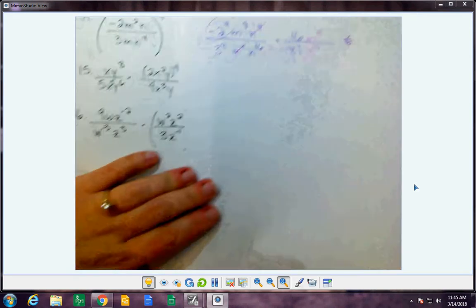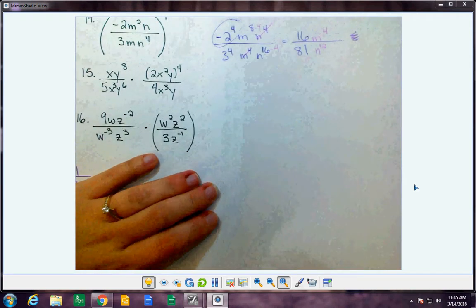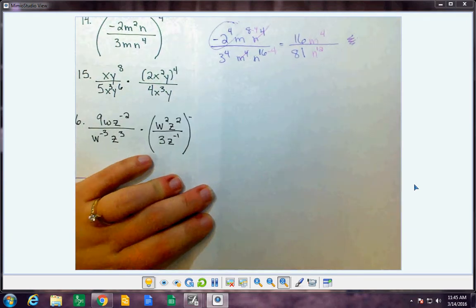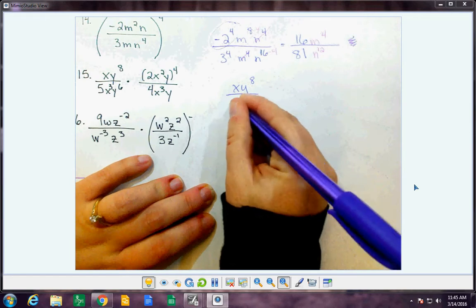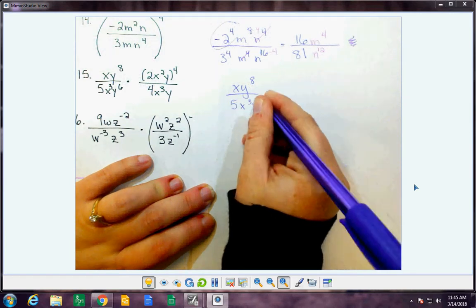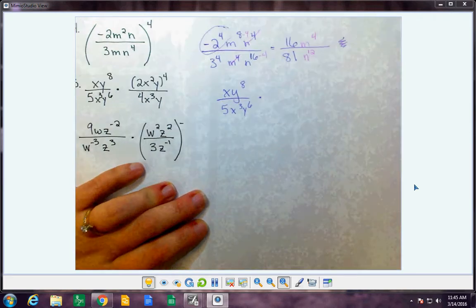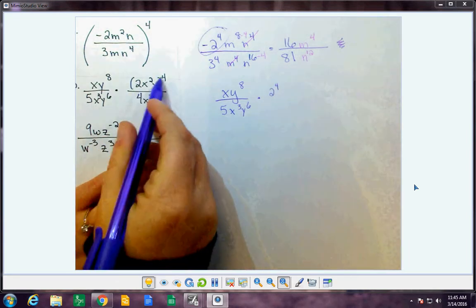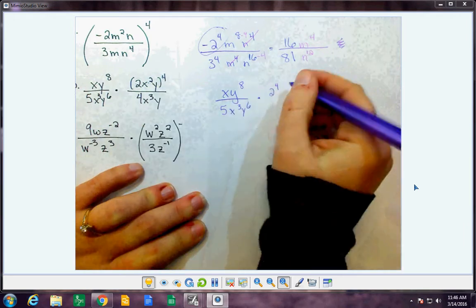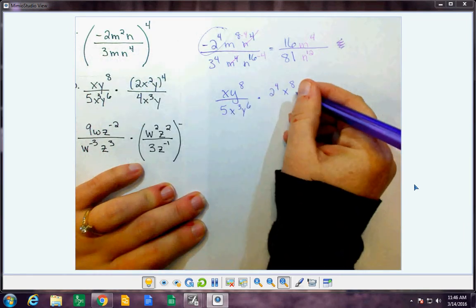Alright, number 15. So first thing I'm going to do is distribute this 4. So I'm going to keep everything else the same. Rewrite the problem, all the stuff that I'm not simplifying yet. Take it one step at a time. Distribute this 4 to the 2, to the fourth. 4 to the x, it already has a 2, so you multiply. And distribute that 4 to the y.